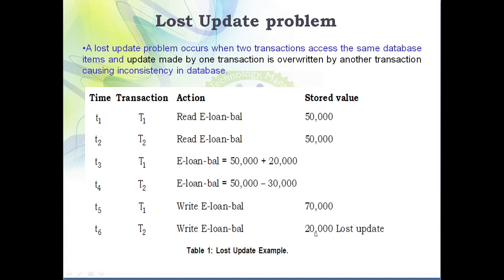So this is what a lost update problem is, where the update made by one transaction is overwritten by another transaction, due to which it causes an inconsistency. So this is the first problem that is caused in concurrent execution of a transaction.